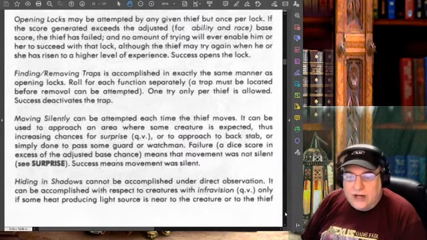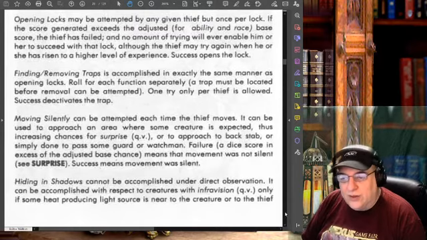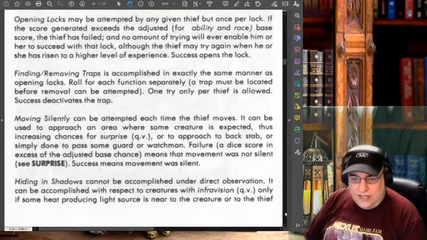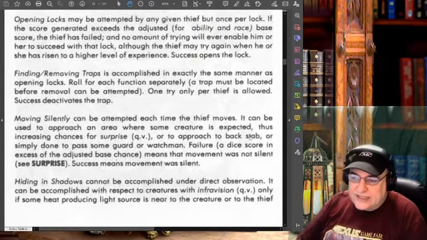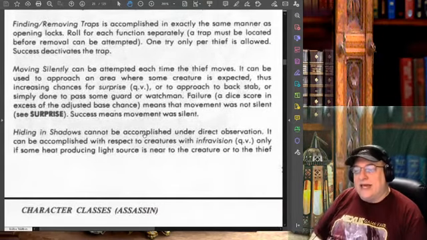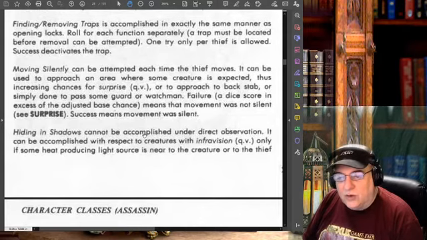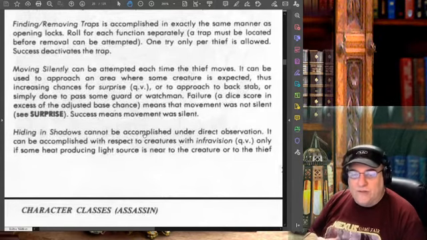If the score generated exceeds the adjusted for ability and race base score, the thief has failed, and no amount of trying will ever enable him or her to succeed with that lock, although the thief may try again when he or she has risen to a higher level of experience. Success opens the lock. Finding and removing traps is accomplished in exactly the same manner as opening locks. Roll for each function separately. A trap must be located before removal can be attempted. One try only per thief is allowed.